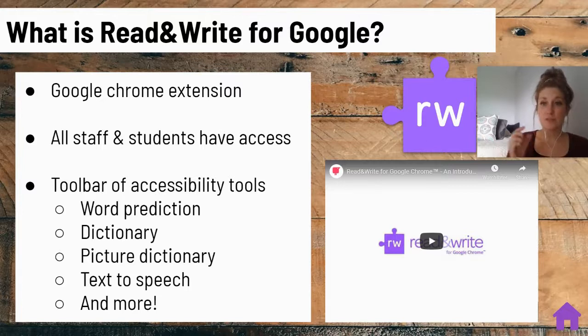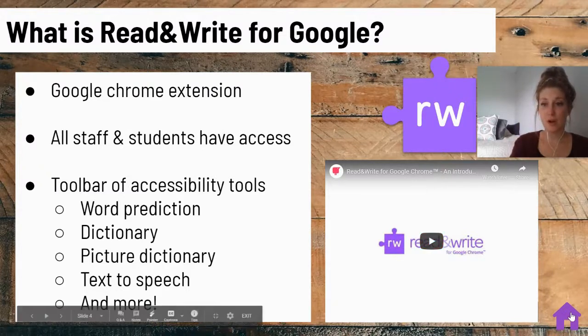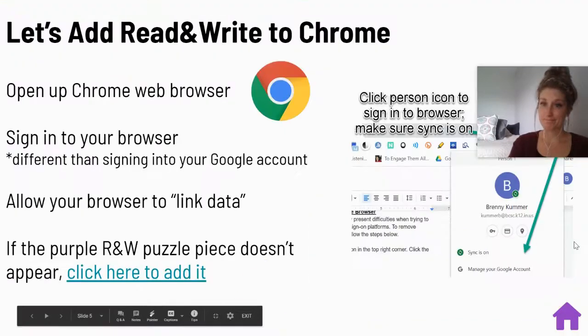And what it does is it gives you a whole toolbar of accessibility tools that can help with word prediction, a dictionary, picture dictionary, text to speech, voice notes for giving feedback, highlighting and research, and much more. And we're going to go into every single one of those different features in this session. If you need to go back at any point in time to that page before this where it was all the different buttons, the home button will also take you there.